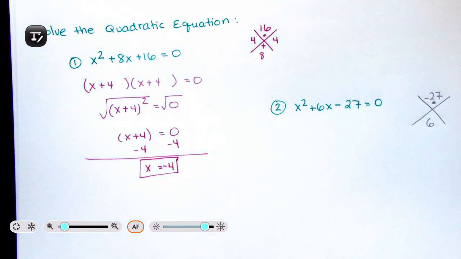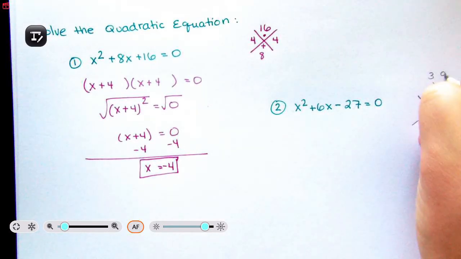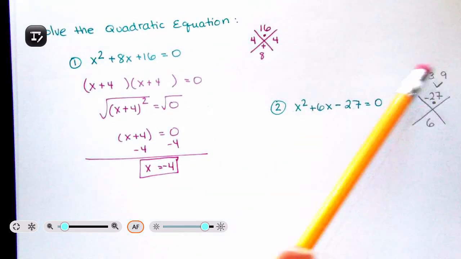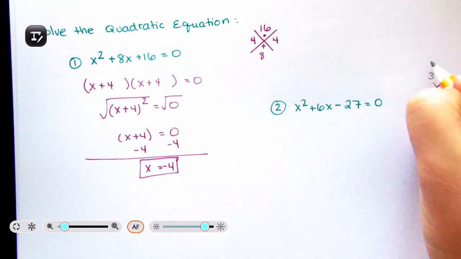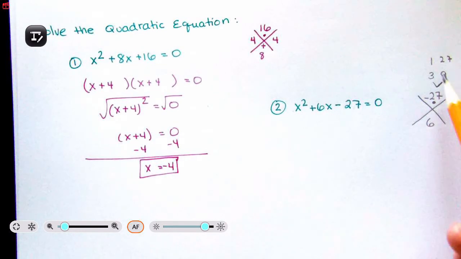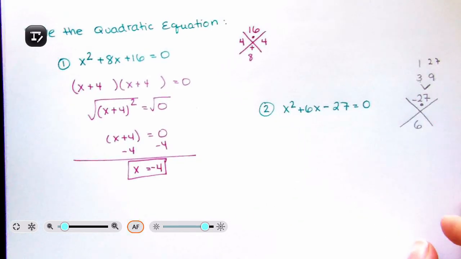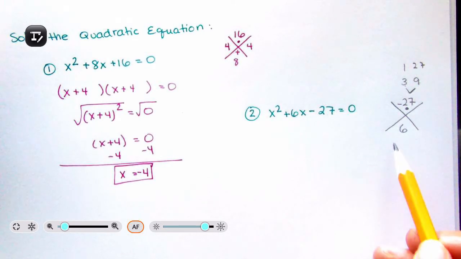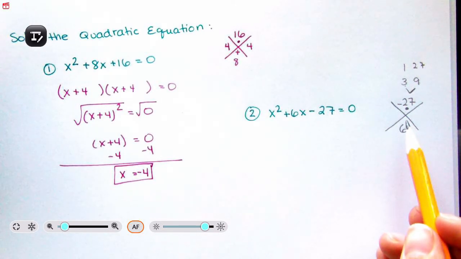So then this is where you start playing around with your factors of these numbers. So factors of 27, what is it, 3, 9? Is there anything else that can multiply together to give me 27? I mean, 1 and 27. That's about it. So none of these combinations. So 9 and 3. Oh, can that give me 6? I think it can. So they have to add up to be 6 and multiply to be 27.